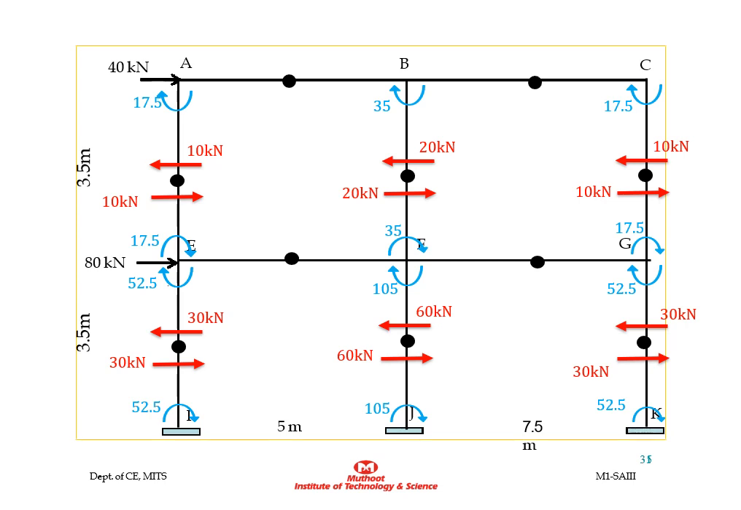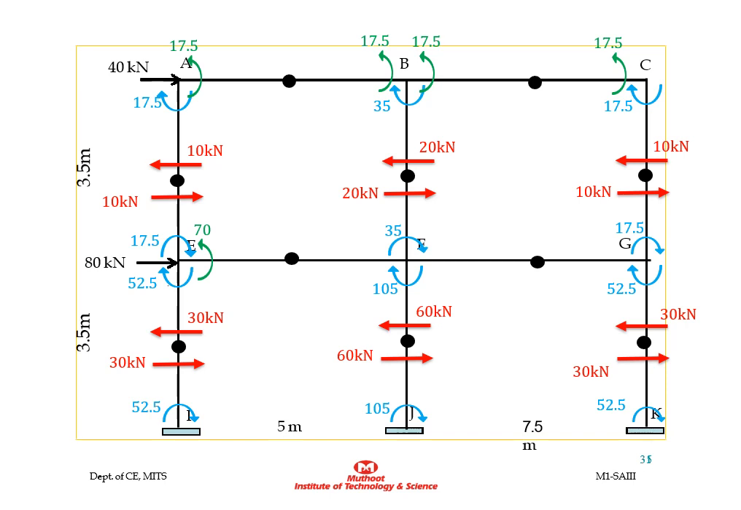Now, by considering the equilibrium of moments at the joints, we can easily calculate the beam moments. Consider joint A. MAB will be 17.5 in anti-clockwise direction, so that the total sum of the moments at joint A will be 0. Then MBA is also 17.5 in anti-clockwise direction. Then MBC will be 35 minus 17.5, that is 17.5 in anti-clockwise direction. Then MCB equal to 17.5 in anti-clockwise direction.